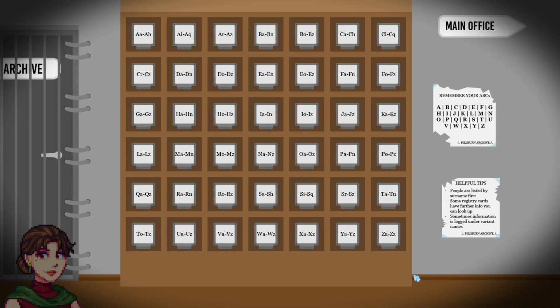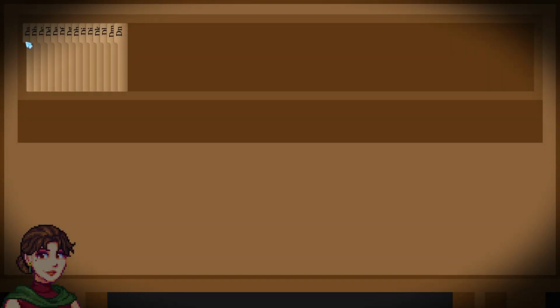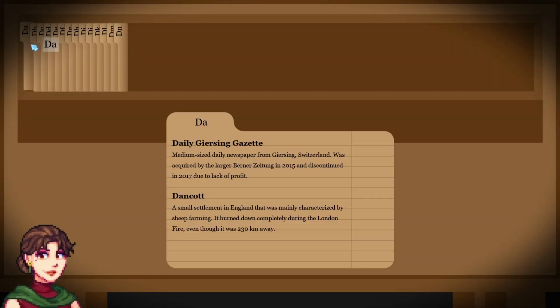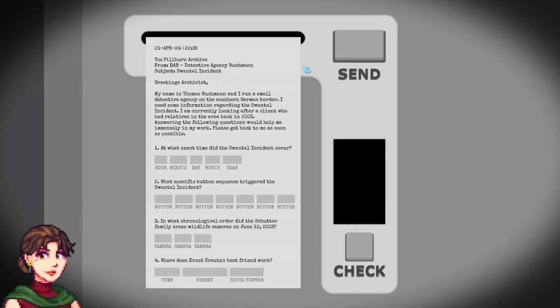Daily Hirschen. Daily? Would it be DA? Yeah, medium-sized newspaper from Hirschen, Switzerland. Was acquired by the larger Burners yet in 2015 and discontinued in 2017 due to lack of profits. Okay, not quite what we're looking for, is it? Not quite, no. What else?